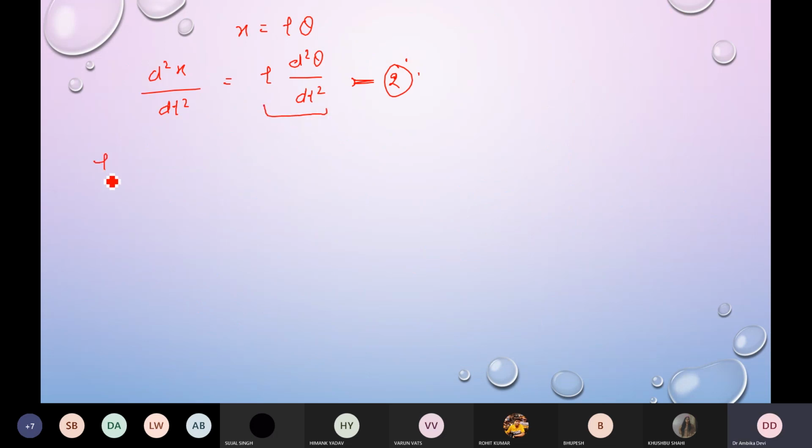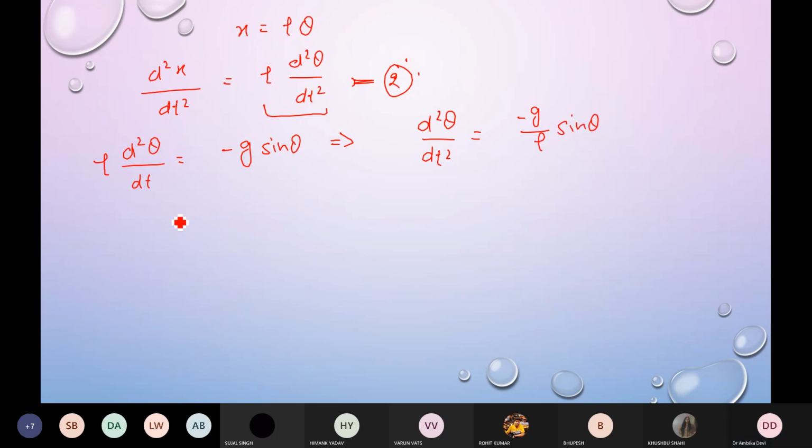So that means that L d2 theta upon dt square is equal to minus g sine theta. What does it mean? You can simplify it further, and this could be written as d2 theta upon dt square is equal to minus g upon L sine theta, which means d2 theta upon dt square plus g upon L sine theta equals 0.